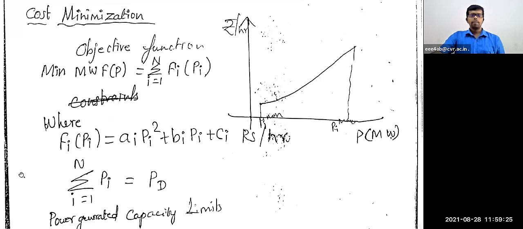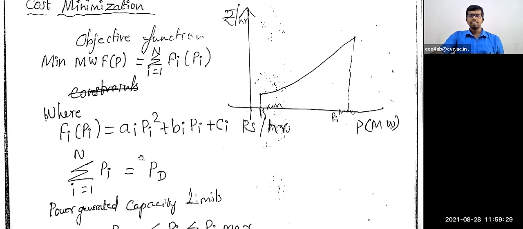So what is the first constraint? The power balance constraint: generation equals the demand. So we can write it like this: the sum of Pi equals PD. PD is the power demand, whereas Pi is the power generated at the ith generating unit, or P1, or whatever it may be. So summation i equal to 1 to n, Pi is equal to PD. This is the power balance constraint.